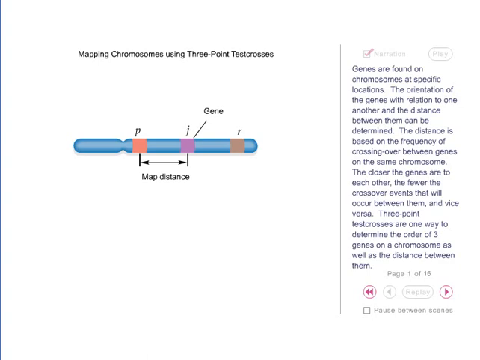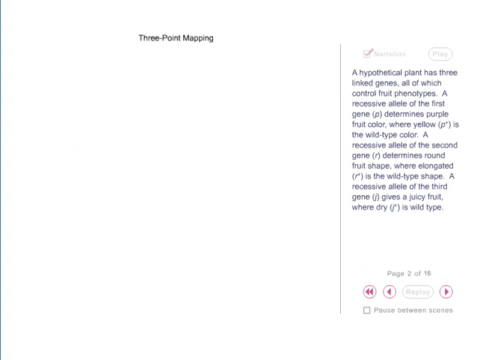3-point test crosses are one way to determine the order of 3 genes on a chromosome, as well as the distance between them. A hypothetical plant has 3 linked genes, all of which control fruit phenotypes. A recessive allele of the first gene, P, determines purple fruit color, where yellow, P+, is the wild-type color. A recessive allele of the second gene, R, determines round fruit shape, where elongated, R+, is the wild-type shape. A recessive allele of the third gene, J, gives a juicy fruit, where dry, J+, is wild-type.